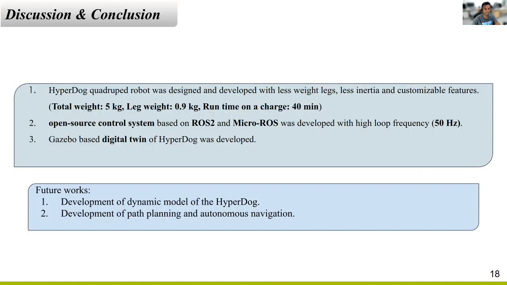In conclusion, the HyperDog Quadruped was designed and developed with less weight, less inertia, and much more customizable features. An open source control system based on ROS2 and micro-ROS was developed with a high loop frequency of 50 Hertz. And we also developed a Gazebo simulation for users to easily test and validate their algorithms.